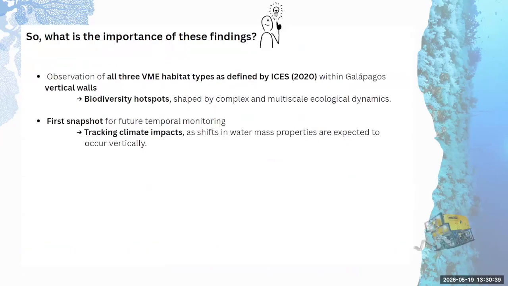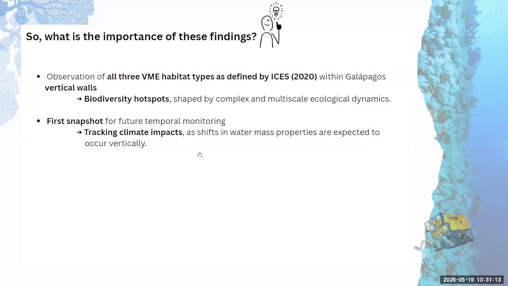Importantly, we also observed all three vulnerable marine ecosystem habitat types defined by the ICES 2020 within the Galapagos vertical walls. So we found coral gardens, we found sponge gardens, and, sorry, I can't remember the last category, but this highlights that these Galapagos deep vertical wall systems are acting as biodiversity hotspots within the Galapagos archipelago.